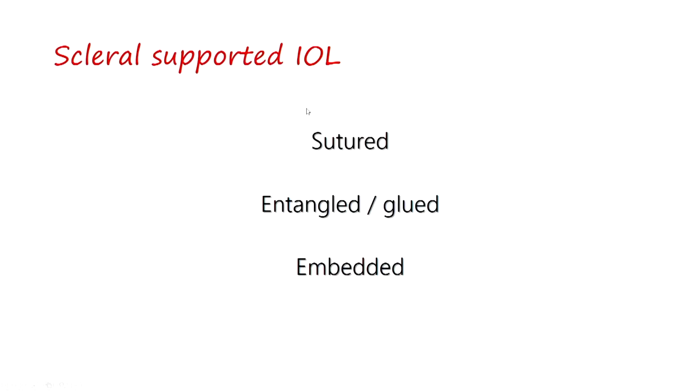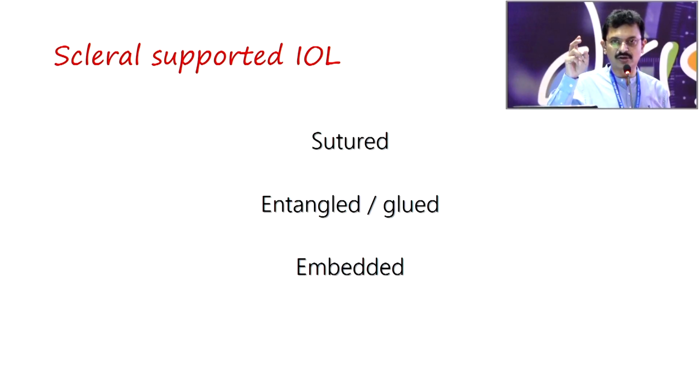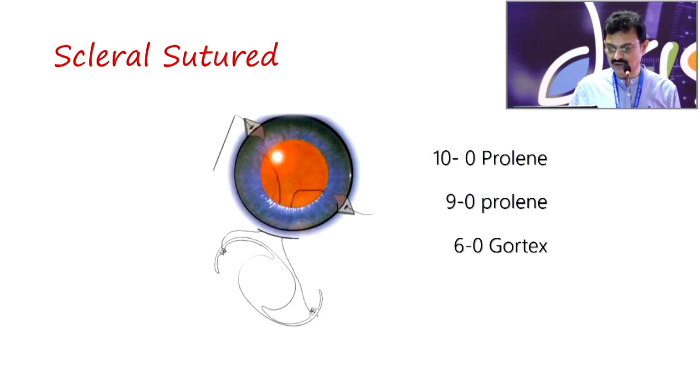Then it comes to scleral supported. We have three choices: suturing, entangled or glued IOL, and embedded. The embedded one is becoming popular now, and that is the new kid. In the suturing technique, first we started using 10-0 prolene. They used to drop after 5 to 6 years after surgery. So then we went for 9-0 prolene. Another 2 years, and they are dropping, that means 8 to 9 years after surgery.